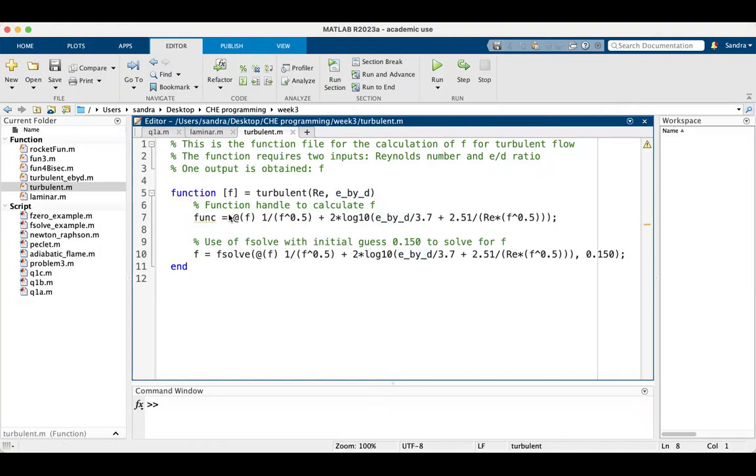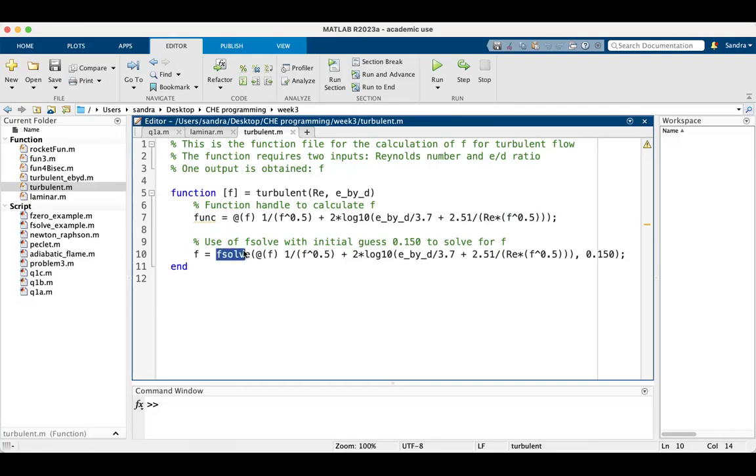What does it do? This is the function that we are looking for. This is basically the Colebrook equation: 1 divided by root of f, that is f raised to 0.5, plus 2 times log 10 of (e by D ratio divided by 3.7 plus 2.51 divided by Re multiplied by root f). Remember that in the Colebrook equation, this is the logarithm to the base 10. So this is the equation that we are trying to solve for.